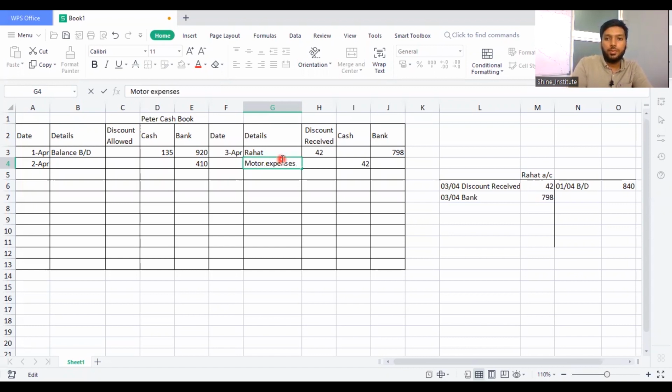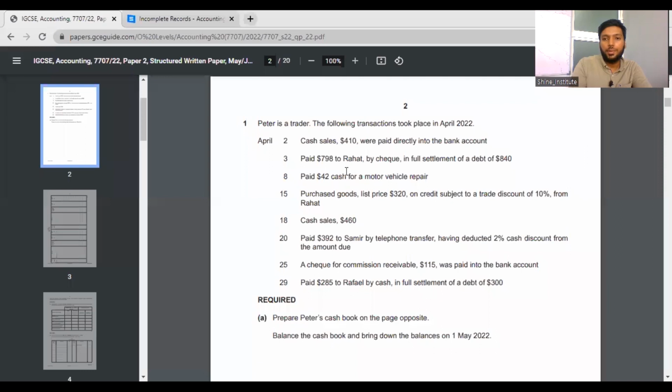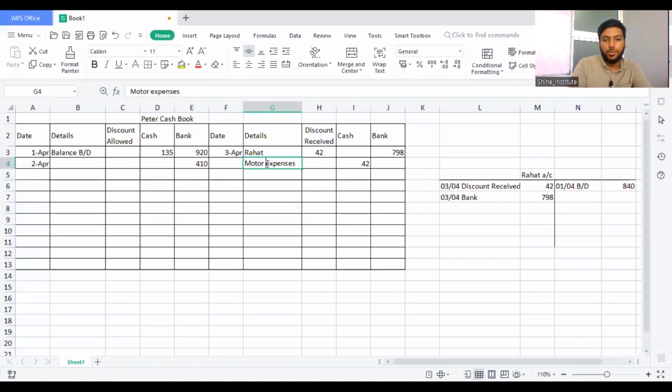So how much they have given, what's the date they have paid this amount? It's going to be 42. Motor vehicle repair. So I have taken it wrong. Motor vehicle repair 42. Cash is going out of the business, so it's credit, because money is going out of the account. Asset increases, it's always credit. So motor vehicle repairs we have recorded.